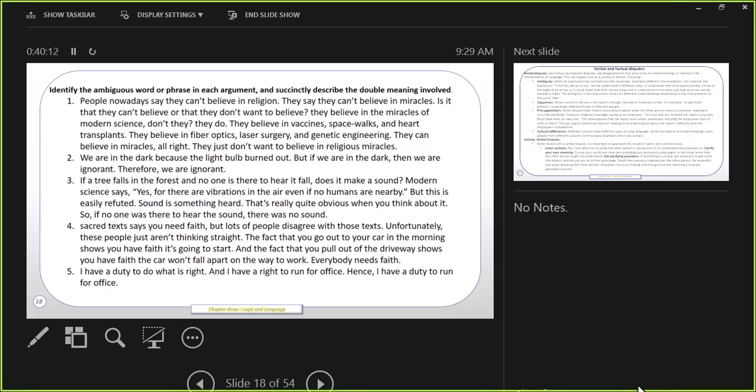Sacred text says you need faith. Your name? Elisa, read the first one. Sacred text says you need faith. What's wrong if you disagree with this text? Unfortunately, this is just another thinking mistake. The fact that you go out to your car in the morning shows you have faith it's going to start. Everybody needs faith. Very good. Which word?